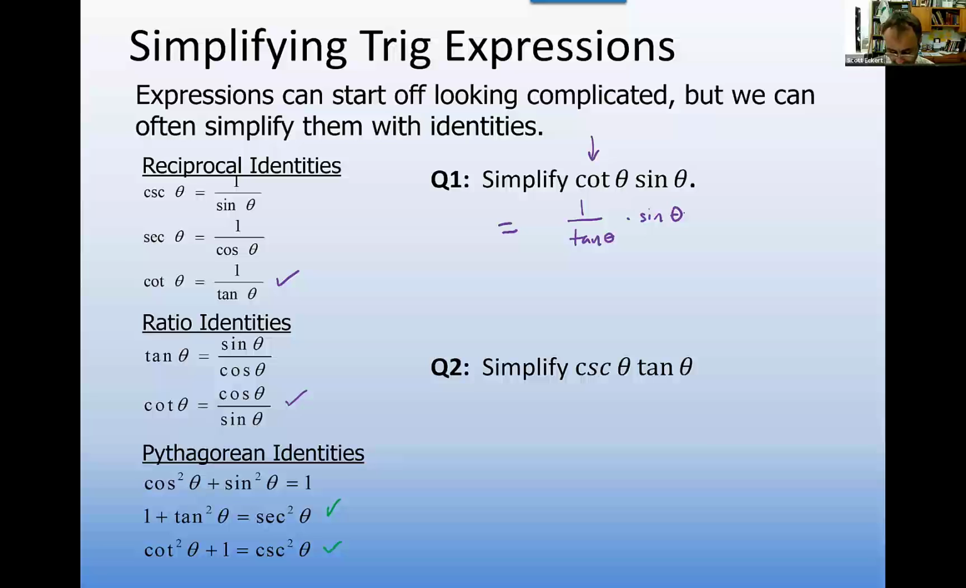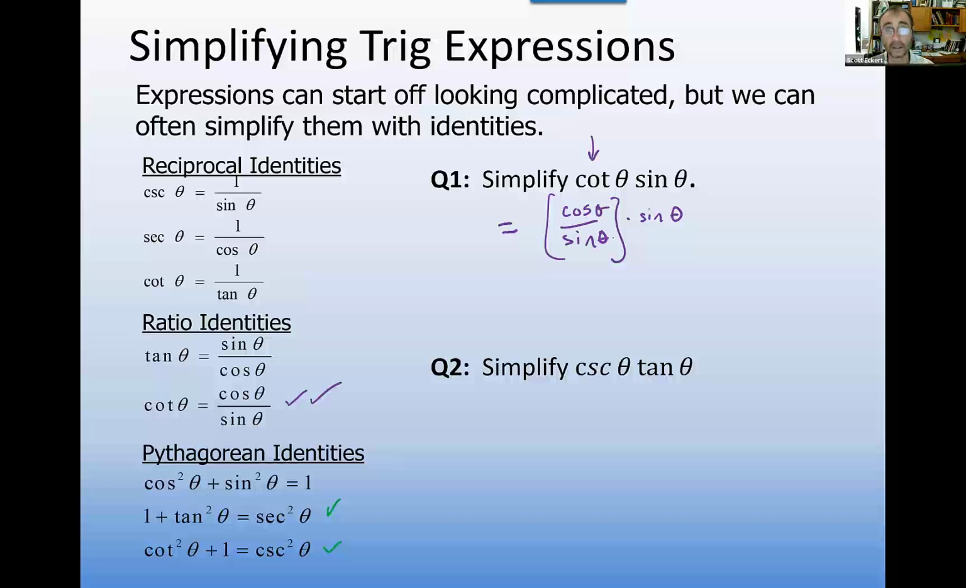And I'm thinking, well, it's actually kind of worse because now I've got a fraction and I still have tangent. Tangent's not the nicest one. So since we had 2 to choose from, I'm not liking that one as much. I'm liking this one better. So I'm going to take the cotangent out and change it into cosine theta over sine theta.